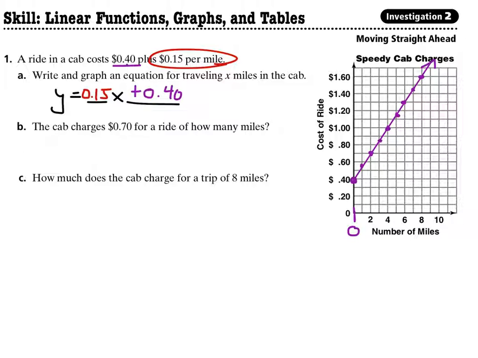Now for these next 2 questions, now that we have the graph, we can use the graph to figure out the answers. For example, a 70-cent ride would be right here. That's 70 cents, so that's at this point. How many miles is that? 2 miles. If you have 70 cents, you can go 2 miles in the cab. The next question asks how much an 8-mile trip would cost. There's 8 miles on the graph, so I'm going to follow that line up to this point on the line. This tells me the cost is $1.60. So if I went on an 8-mile trip, it would be $1.60.